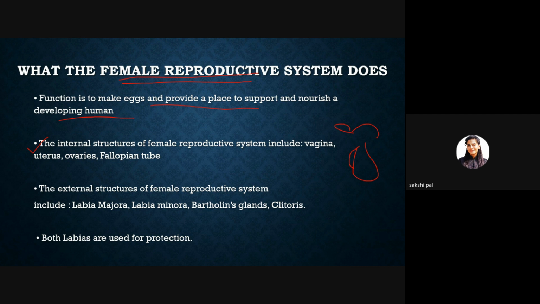Okay, the internal structure of the female reproductive system involves vagina, uterus, ovaries, fallopian tubes, etc. All of you have studied in anatomy and physiology, just to have a glimpse. Okay, external structures are labia majora. These are the parts which are useful for the protection of that organ. Okay, both are for the further protections.